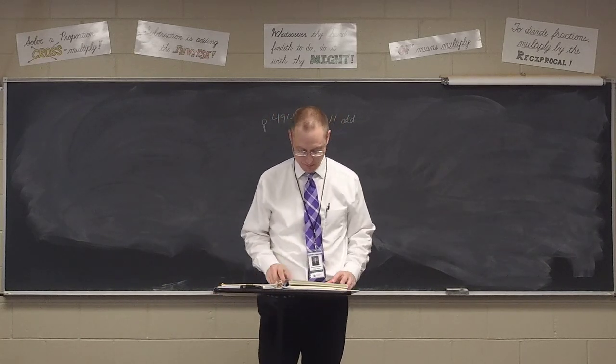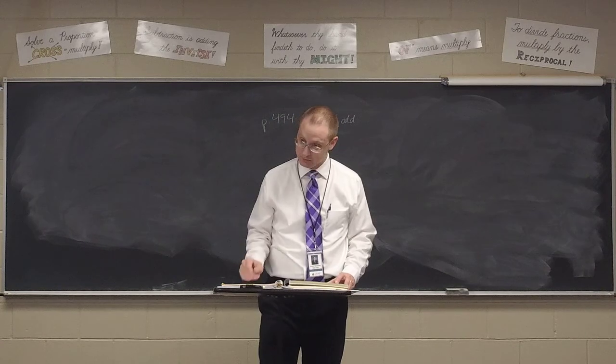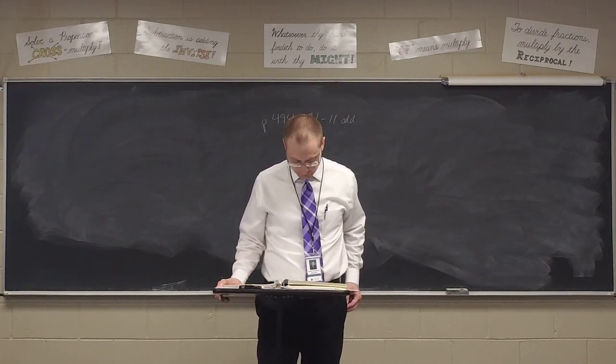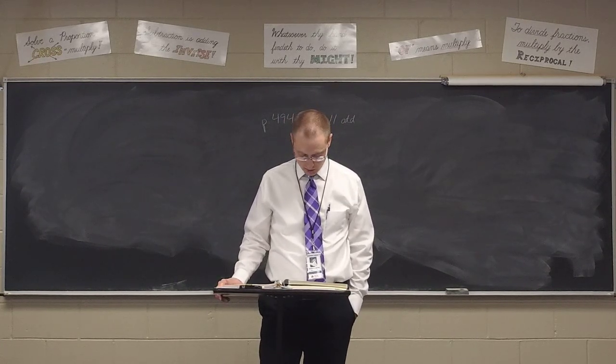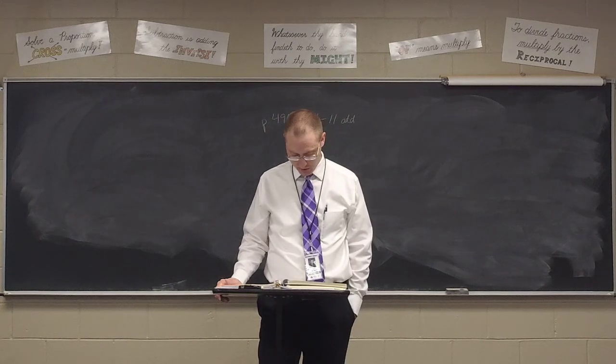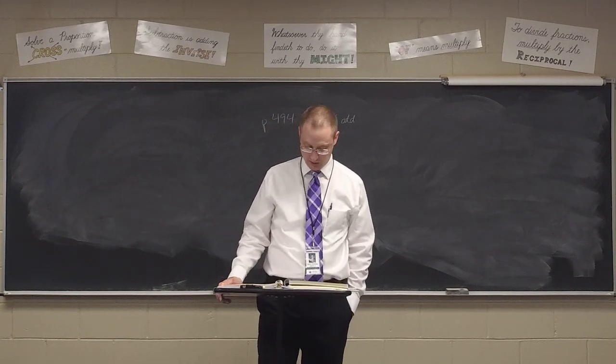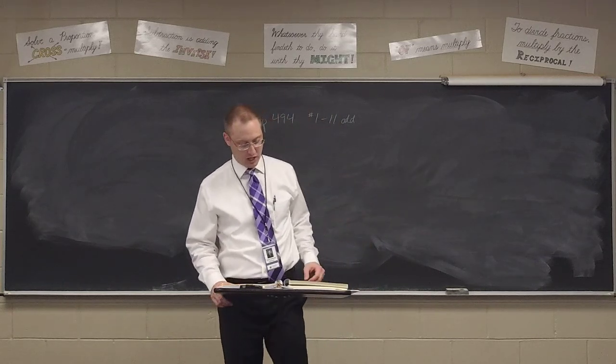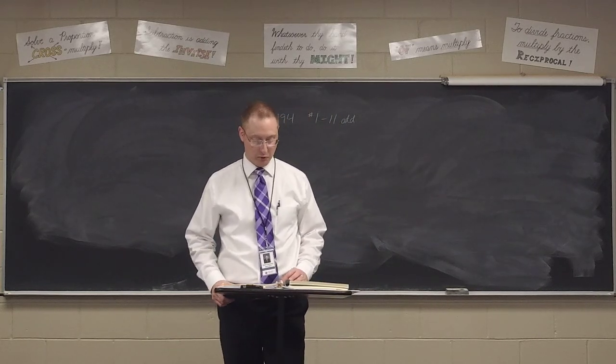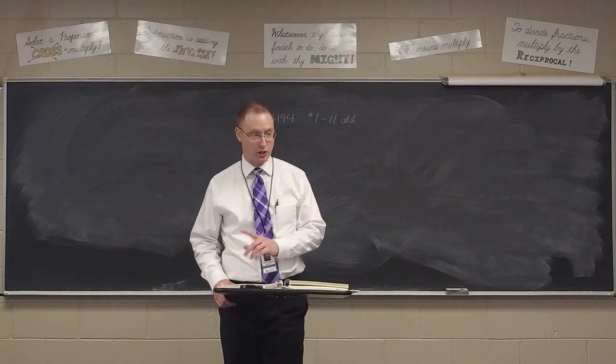Great job, Joshua. And then number 11, Joshua again. J to the 5th k cubed positive j to the 4th k to the 4th negative j to the 4th k. Excellent. J to the 5th k cubed positive j to the 4th k to the 4th negative j to the 4th k. Excellent job. Questions on those?